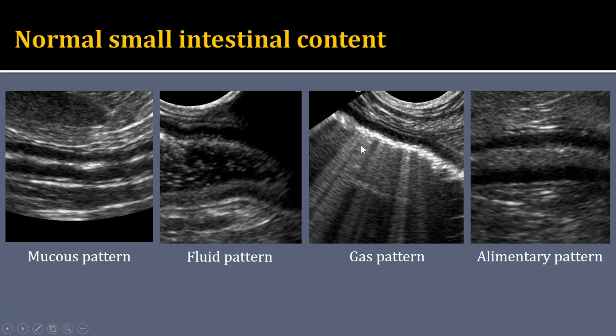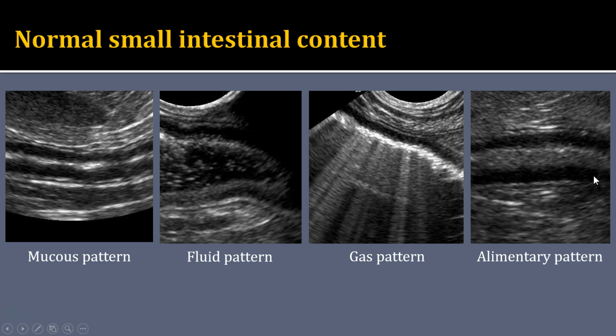This segment has a gas pattern where there is a lot of luminal gas, a lot of reverberation and dirty shadowing. And so in this case, now we can only see the more superficial or ventral wall where we can still see all the layering, but we wouldn't be able to image anything deep to that gas.